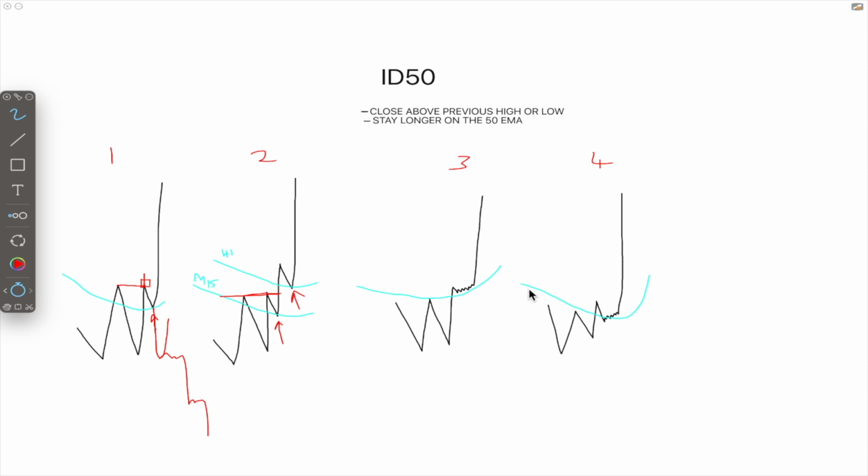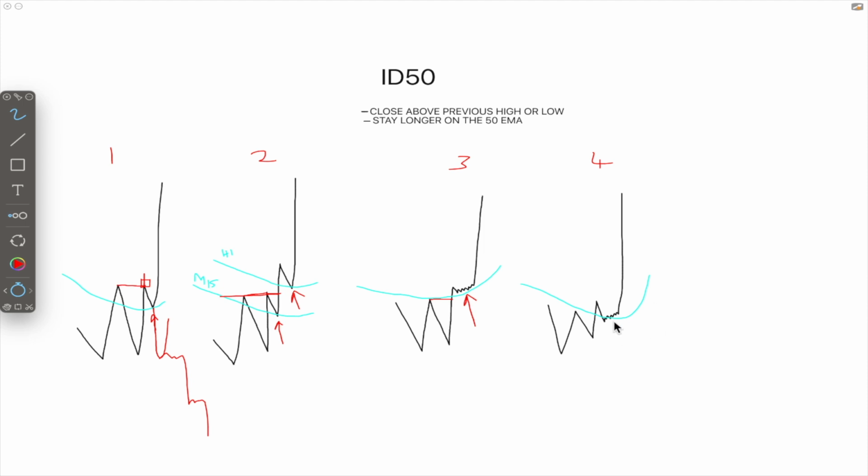All right. Now let's go on to this scenario. So I said there are thousands and thousands of scenarios that you will get. Now this one, it did break the high. The nice thing about it, it didn't move too far away from the neck, which is still okay. But I can see there's a candle that closed above the high. And then on top of that, it decides to stay there for a little while. Now that is my kind of ID50 because the more they stay on that 50 EMA there, the more chances of it having a bigger move, all right?